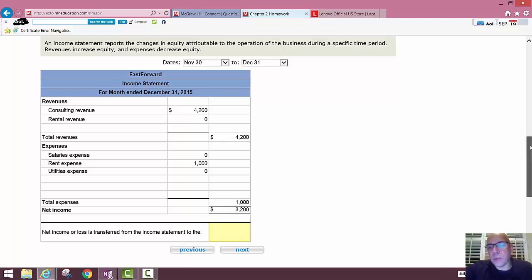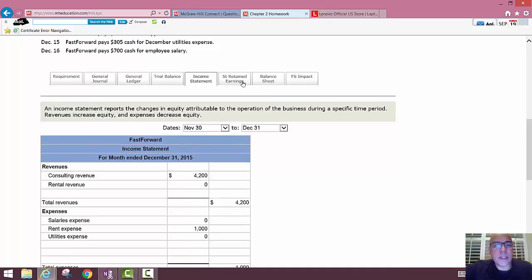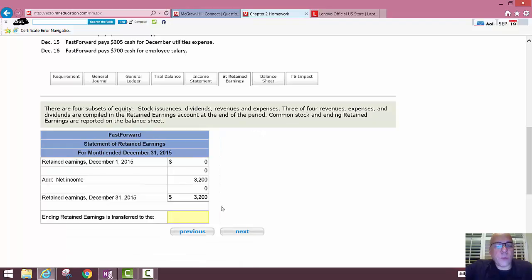And so when we look at the statement of retained earnings, again, we're pulling the statement of retained earnings from what we're seeing on the income statement. We would have to make closing entries to get this into retained earnings when it finally shows up on the balance sheet, but there's the net income there sitting in our statement of retained earnings.